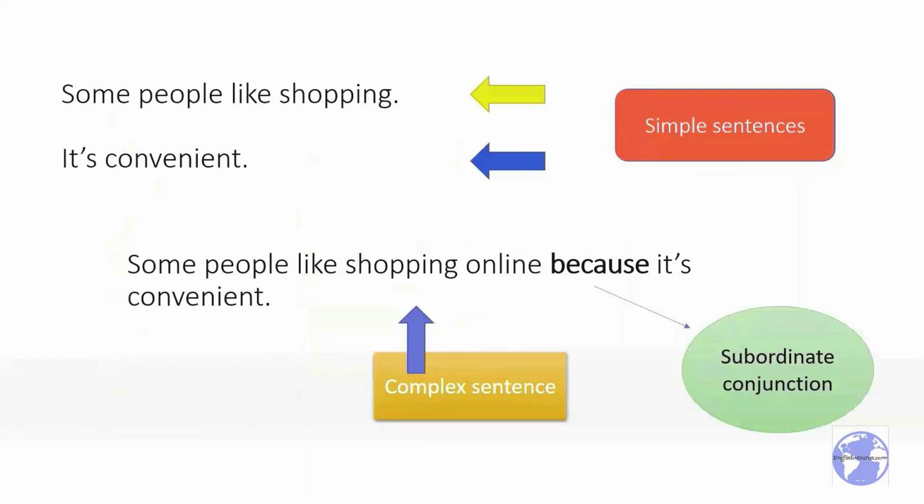So we have now a new sentence or a new clause. Some people like shopping. It's convenient. And then we add them together with the subordinate conjunction. So some people like shopping online because it's convenient. So the second clause is dependent on the first clause. It doesn't stay alone.